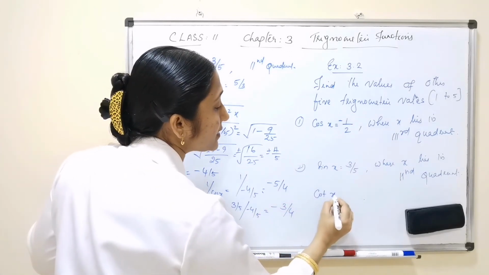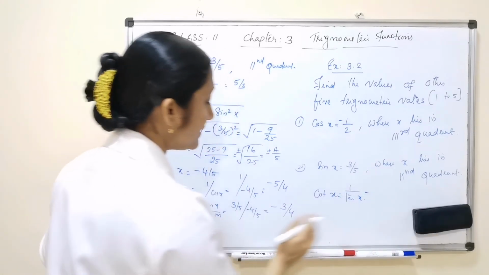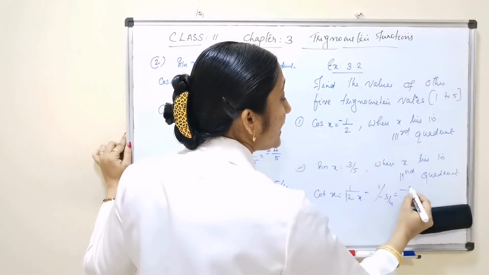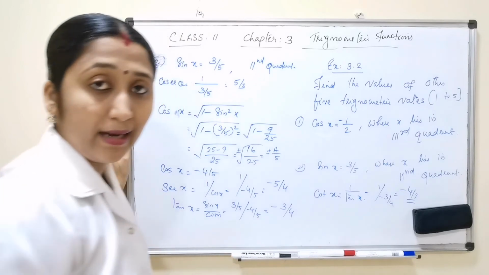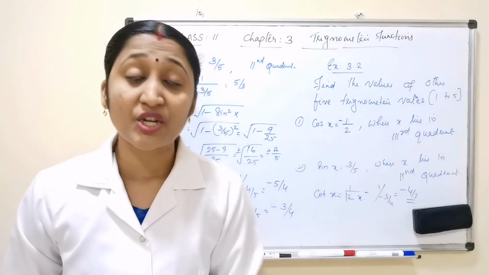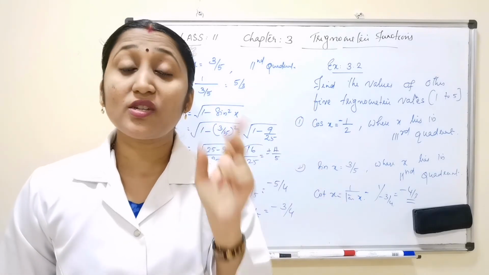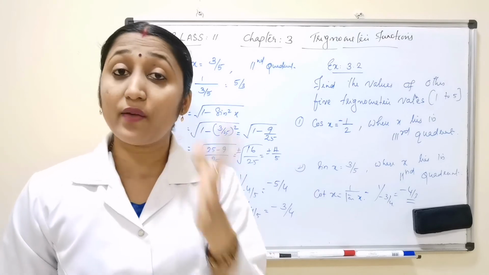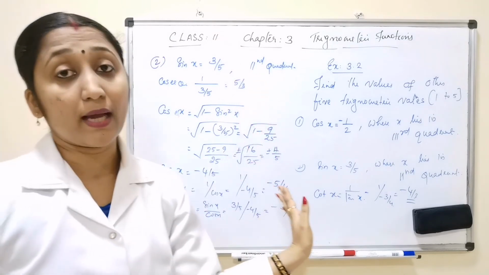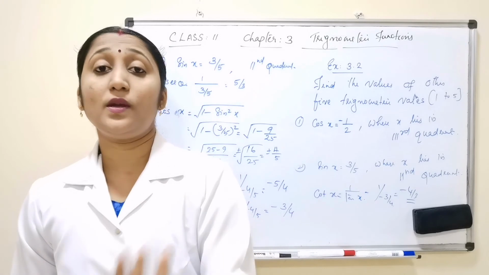Next, what is cot x? Cot x equal to 1 by tan x. Tan x is minus 3 by 4. So 1 by minus 3 by 4 is equal to minus 4 by 3, which is the cot value. It is very easy if you know the trigonometric identities, the reciprocal functions and the quadrant values. The first, second, third and fourth quadrants are very important, we have to memorize that. Then only we can understand which trigonometric values are positive and which are negative in each quadrant.